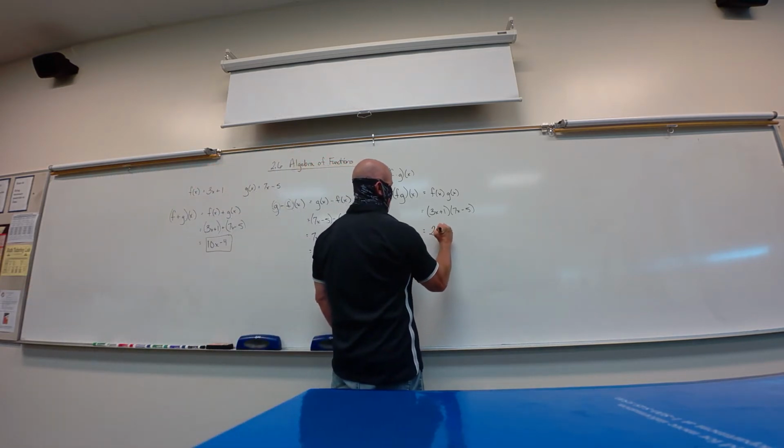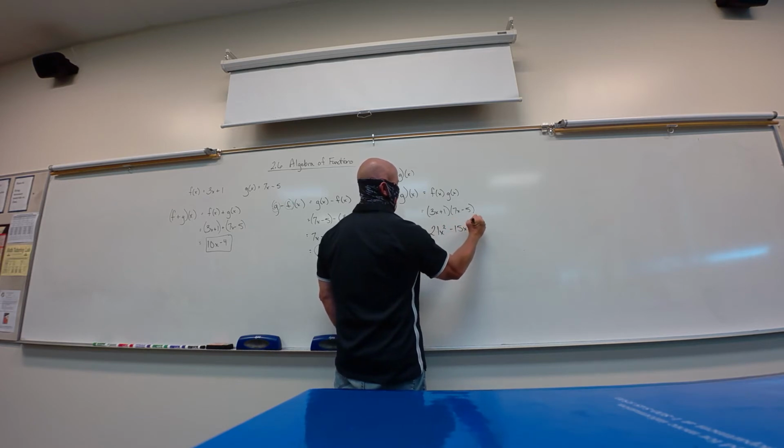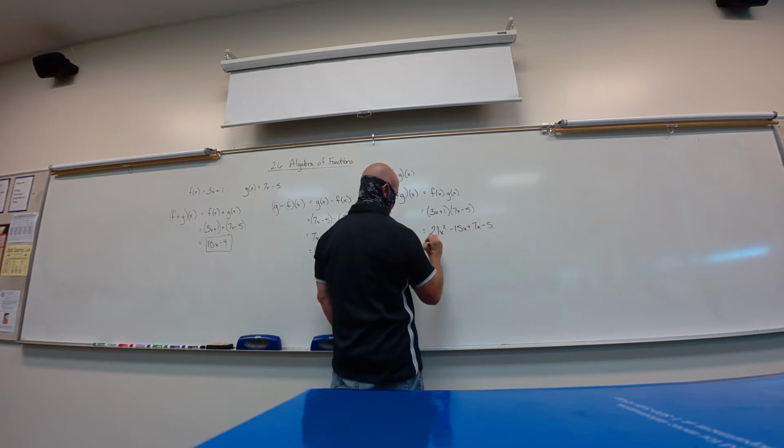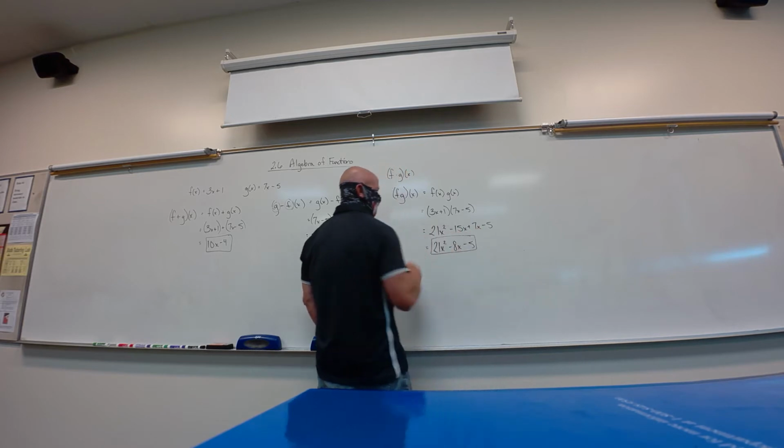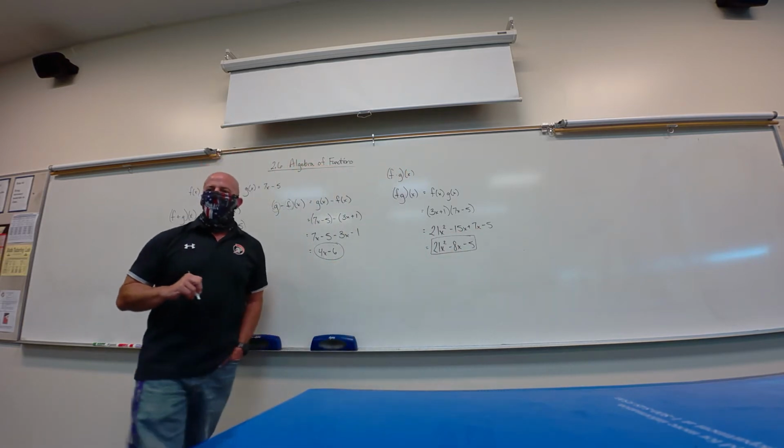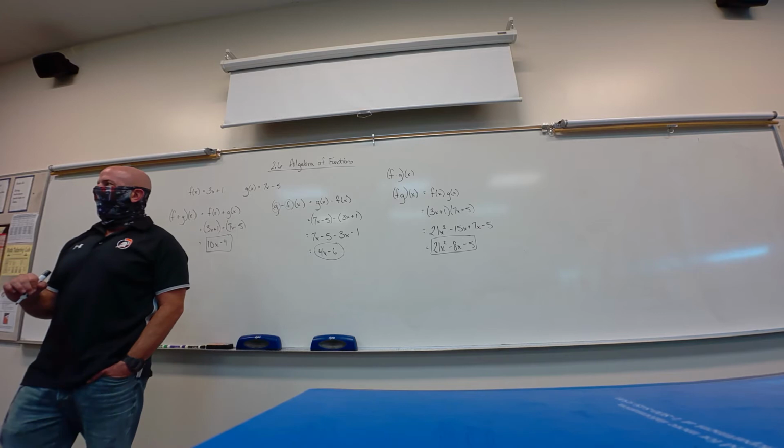So here we'd have 21x squared, let's see, minus 15x plus 7x minus 5. 21x squared minus 8x minus 5. Using our distributive property or FOIL method there. It's pretty common on that.